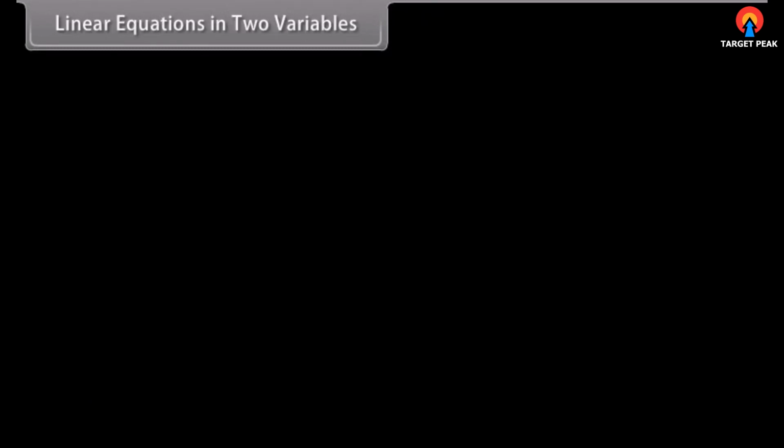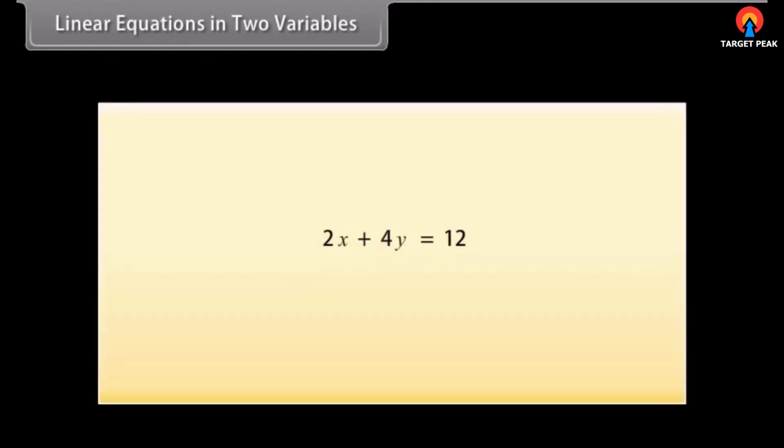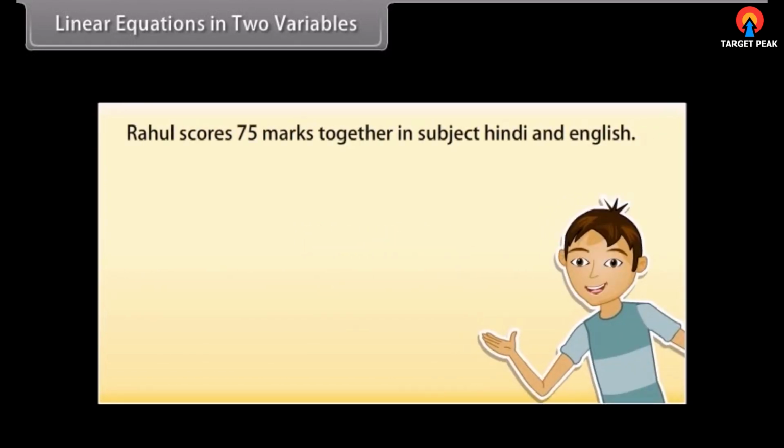Linear equations in two variables. A linear equation can have more than one variable. Here we'll study linear equations in two variables. Let's take an example. Rahul scores 75 marks together in the subjects Hindi and English. Now, how can we express this information in the form of an equation?